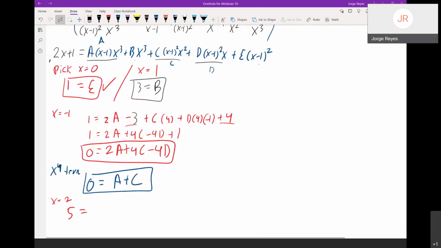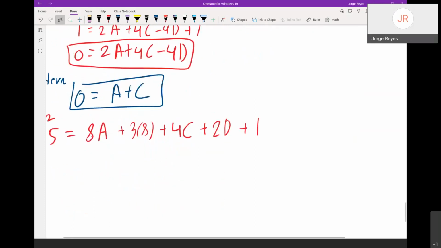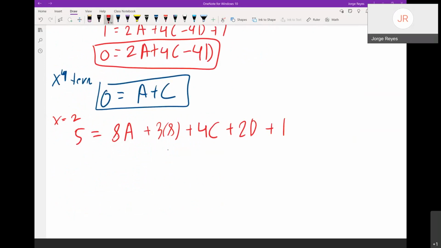So if I plug in x equals 2, I'm going to get 1 times 8a plus 3 times 8 plus 1 times 4c plus 2d plus e, which is actually 1. All right, so that wasn't too bad, I guess.